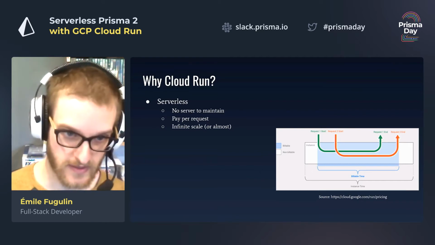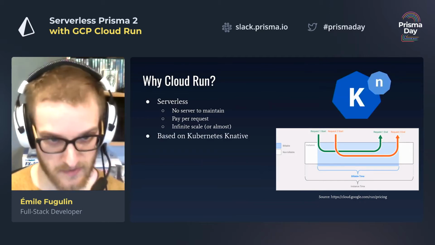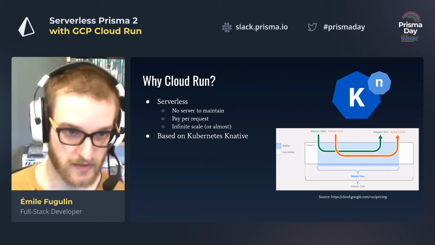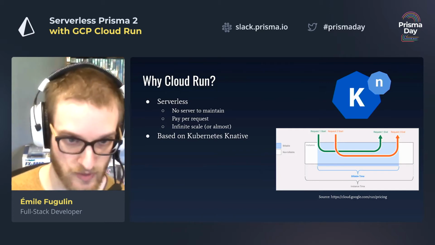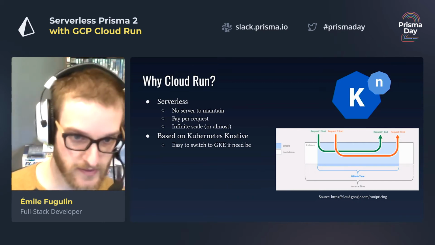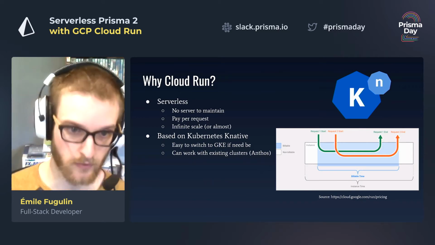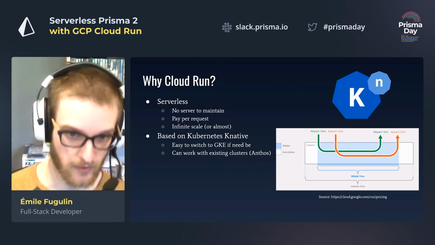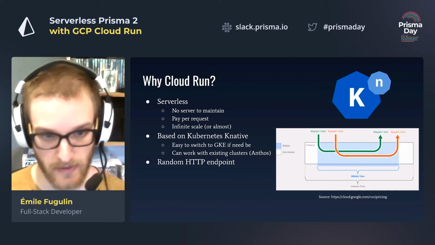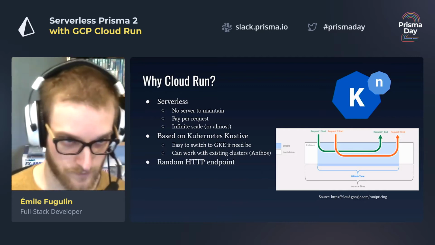And it's almost infinite scale. We're going to see what the limiting factor actually is. It's based on Knative, which is an open source technology on Kubernetes. So it's basically their way of implementing this technology with GCP Cloud Run. So it's easy to switch to GKE, which is the managed Kubernetes, if need be. They do have an offering called Anthos if you have an existing cluster or if you really want to run on your own cluster. That works pretty well. And basically what we're going to get from Cloud Run is an HTTP endpoint that you can use to ping your API. And we're going to see that in a moment in the demonstration.